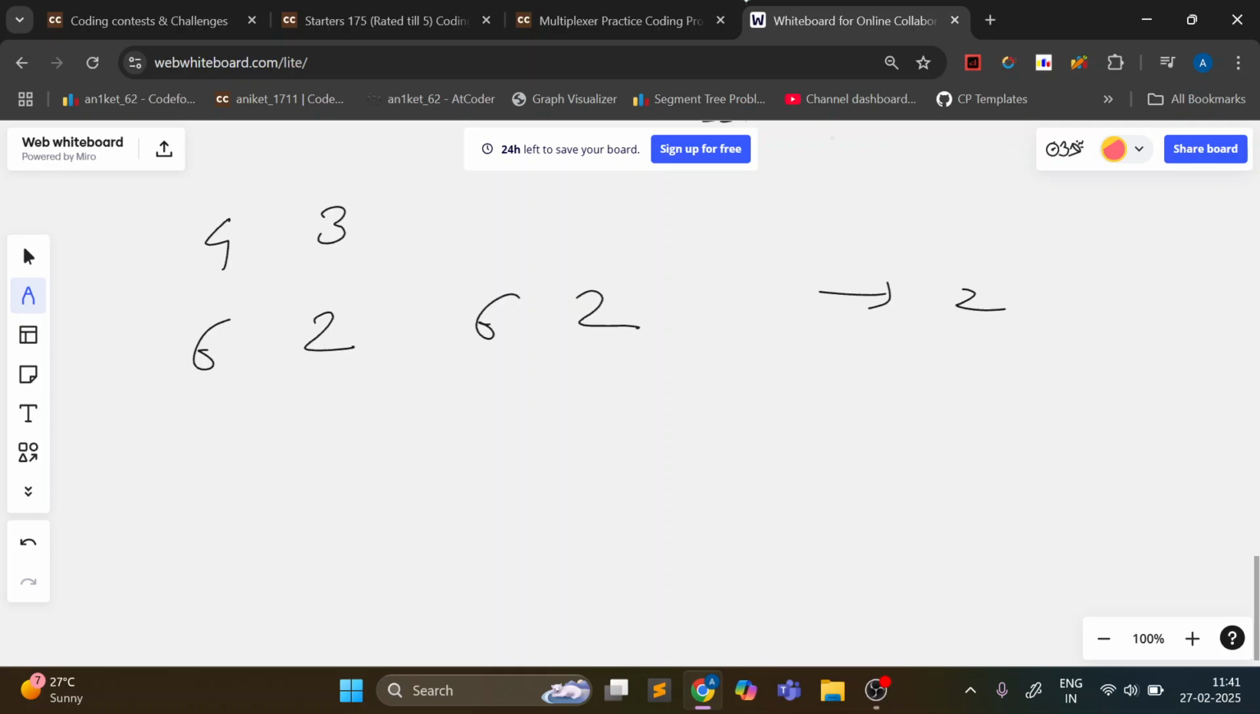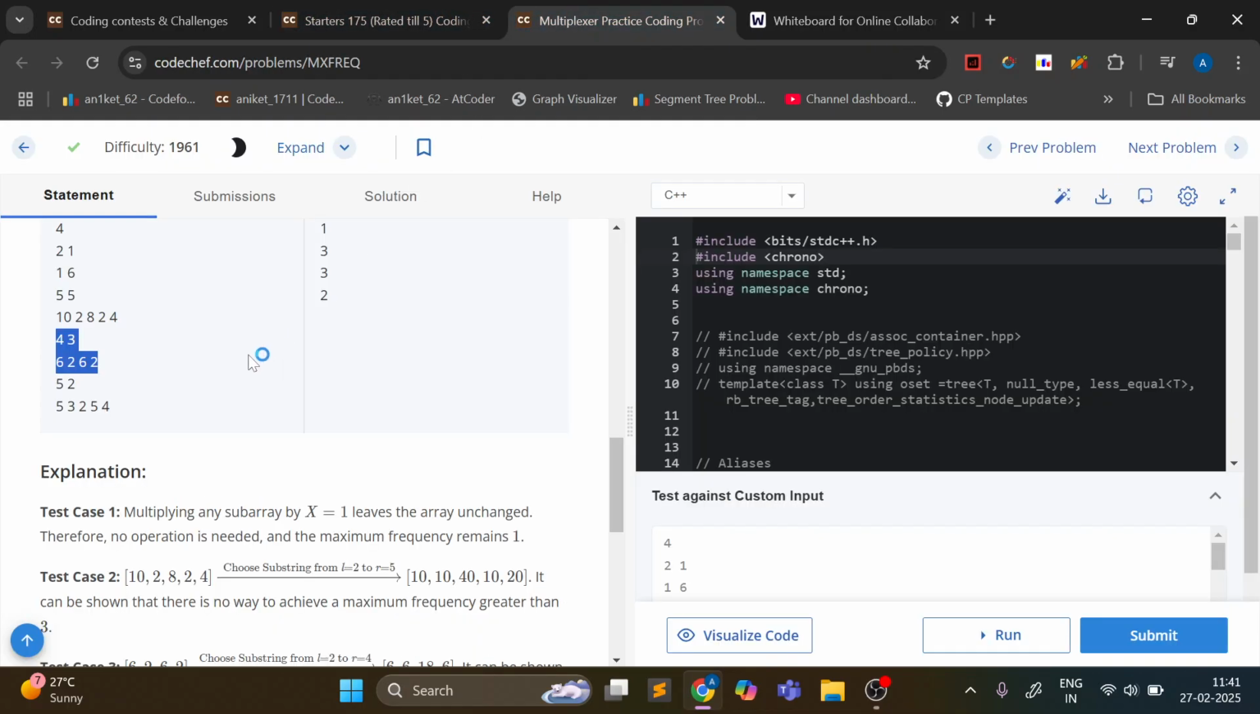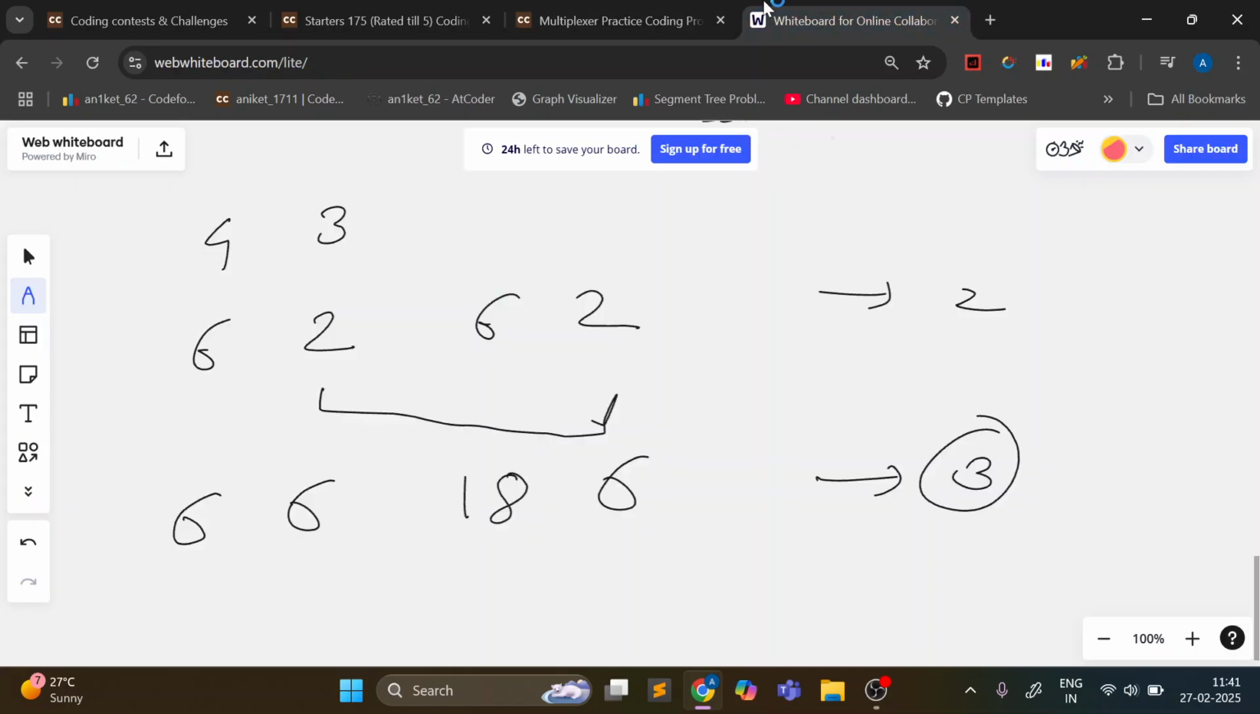Now if we perform the operation on this subarray, we multiply 3 with all the elements of that subarray. So 6 remains 6, this 2 becomes 6, this 6 becomes 18, and this 2 becomes 6. Now here the frequency of 6 is 3, so the answer here is 3. So basically what we need to do is choose a subarray and multiply it with x such that the frequency of an element is maximized.